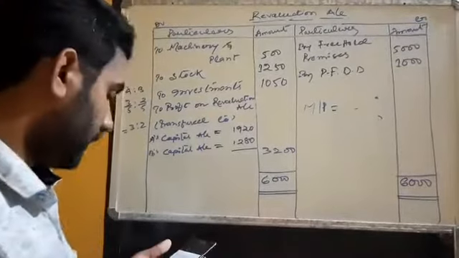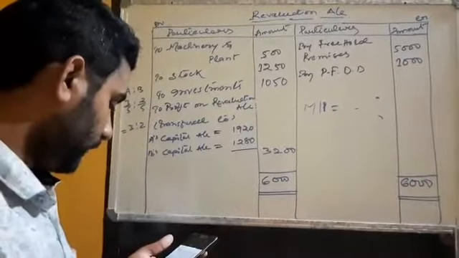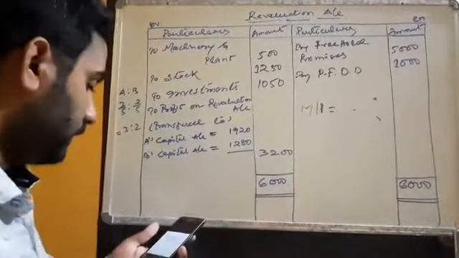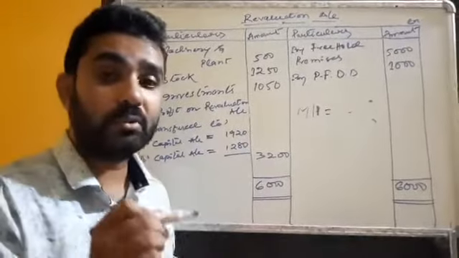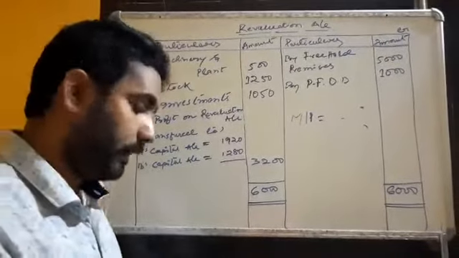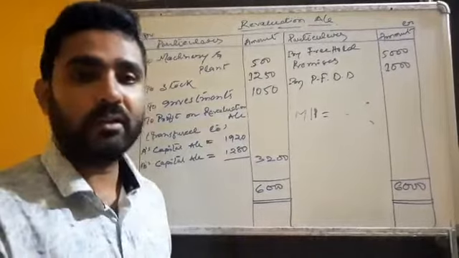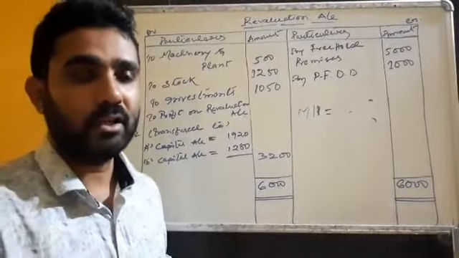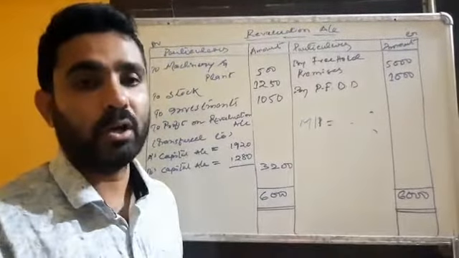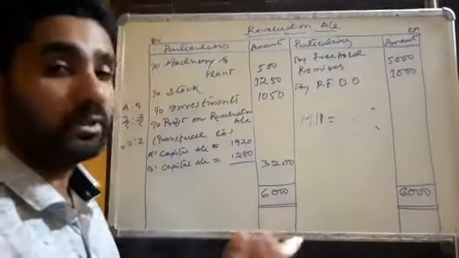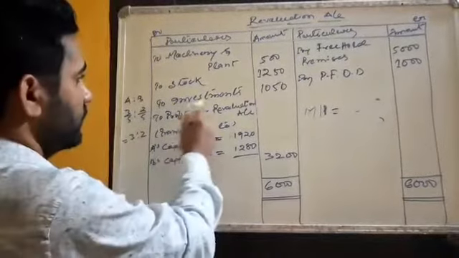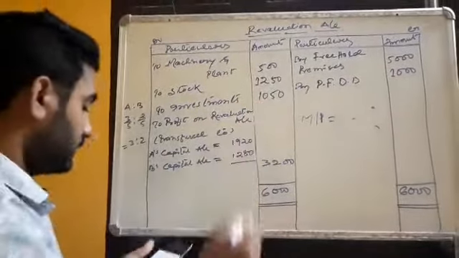Next one, investment. Investments are to be brought down to rupees 3,200. See, investment was 4,250 and now it has come down to 3,200. So there is also a decrease in assets. There is a decrease of 1,050. Since there is a decrease in assets, obviously it's credit. So investment 1,050.